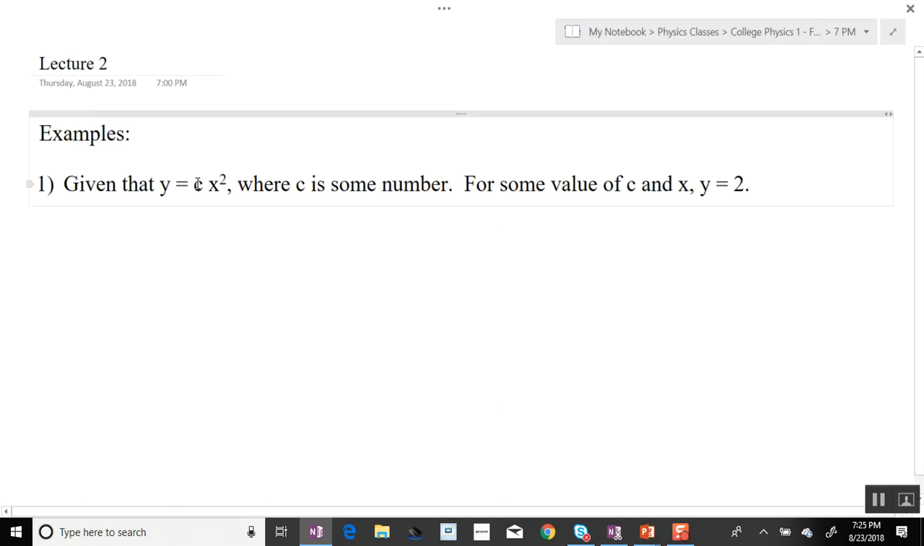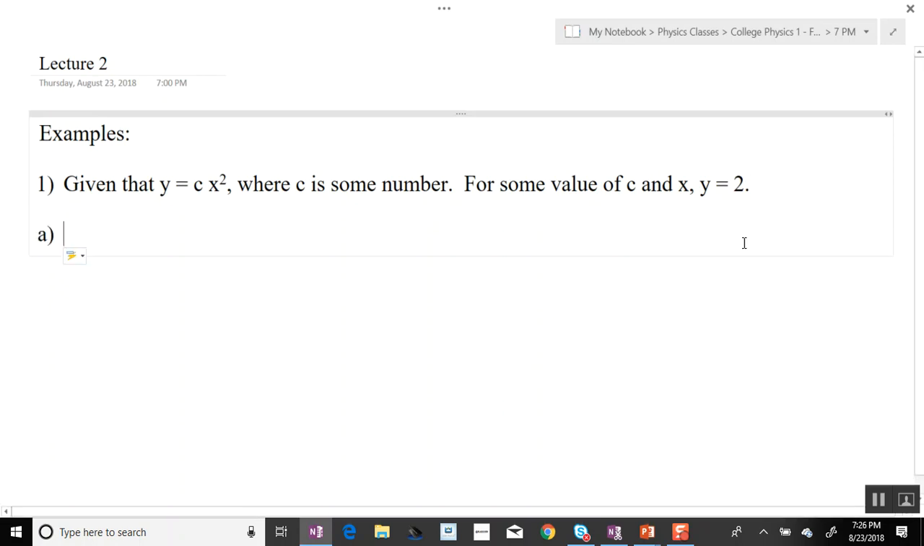So for instance, c could be 2 and x could be 1, right? That's one way you can get 2, but it doesn't have to be that. It can be any combination of c and x that gives you 2. It doesn't matter. But that's the initial given information. This is the value that we're starting from. y is equal to 2. Okay, so that's the given.